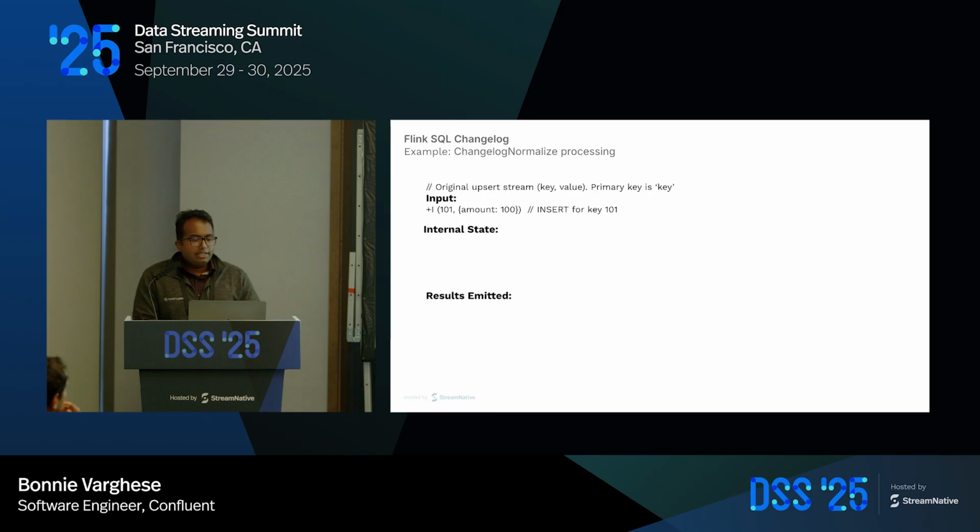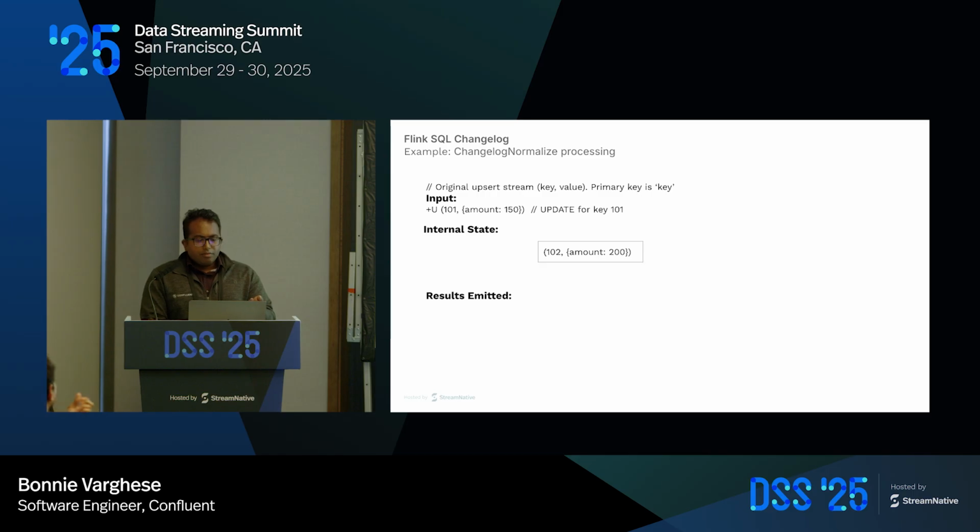Let's see this with an example. Let's say you have a simple key value pair, and you introduce a key called 101 with an amount here. If you're seeing the record for the first time, it will be a +I. Basically, what the changelog normalize node does is it adds that to the state and emits the value out. A new key comes in, it adds that to the state, and then it emits a +I for the new key.